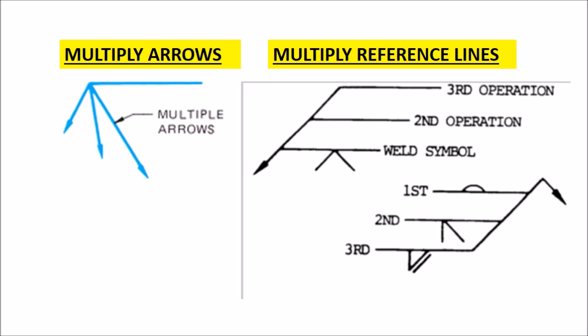Multiple reference lines and their applications. Additional reference lines may be applied to the basic welding symbol to show: 1. A sequence of welding operations where the first operation must be completed before the next can be performed. 2. Supplementary symbols applicable to the weld symbol shown on the first reference line. Note that the first reference line is the one located closest to the arrow.